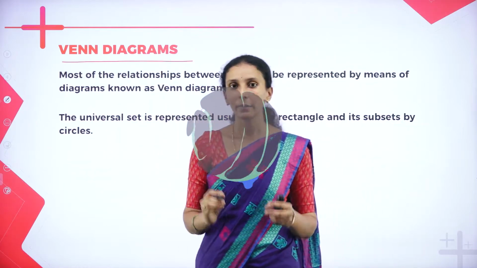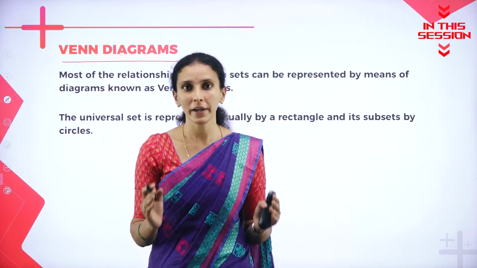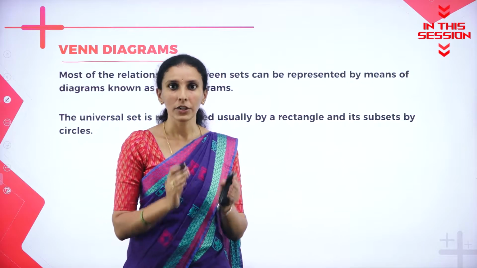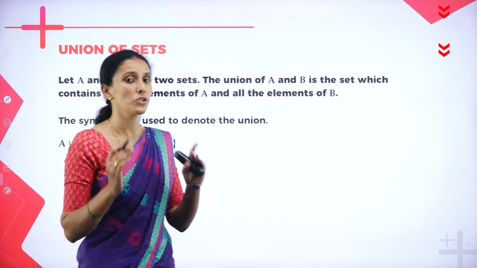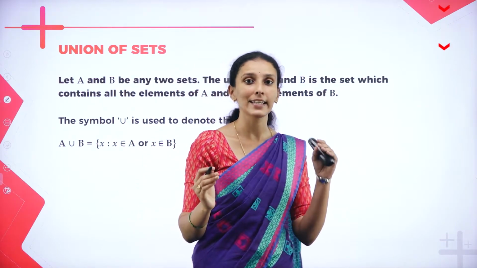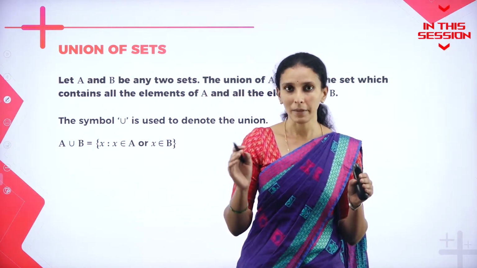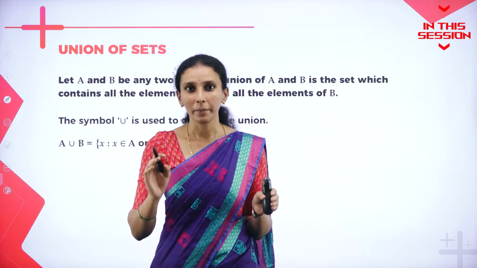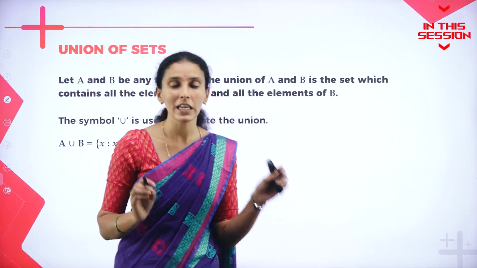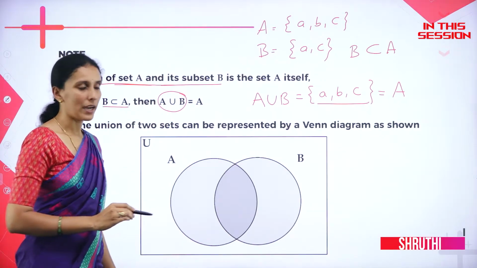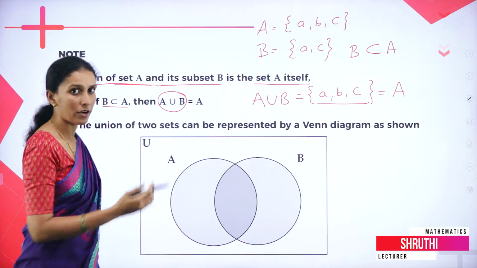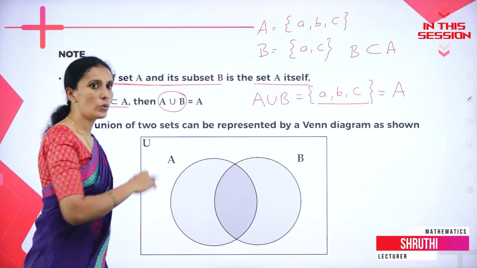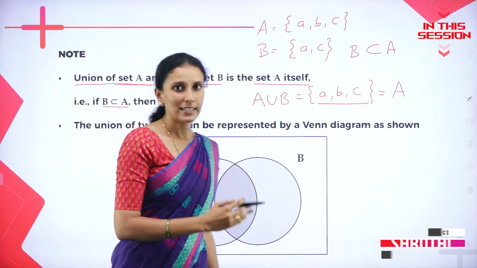A Venn diagram is a diagram where the operation can be represented diagrammatically. So union of set means, suppose you have two sets, set A and set B. Writing all the elements or listing all the elements from A as well as B is nothing but union of set. Union of set and its subset is always set A itself. So when you have any subset of the given set, then their union is equal to the set A.